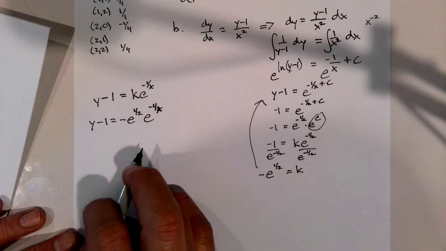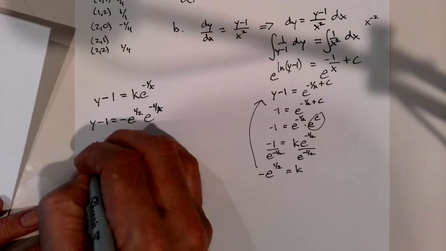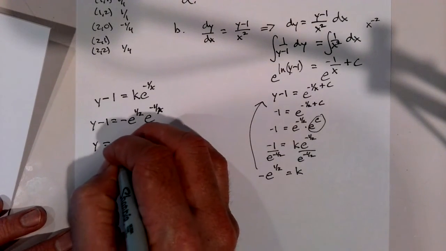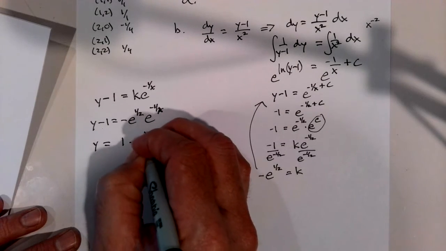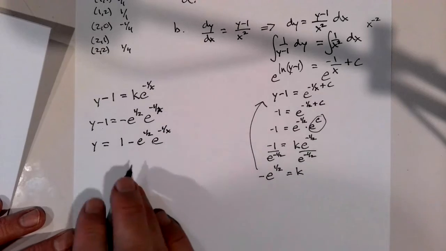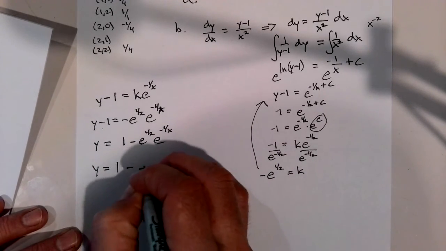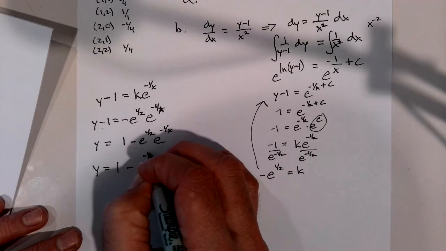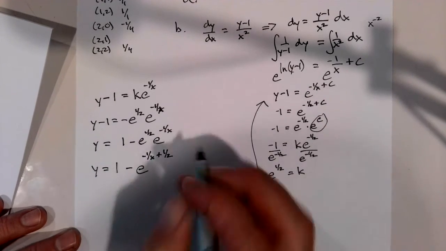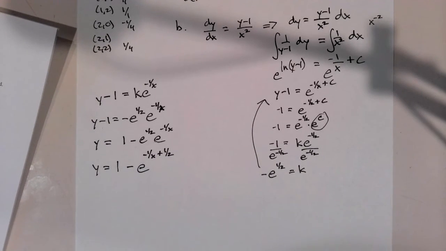If you'd like to combine those, you can, or you can leave the e just like that. I add the 1, and I get y is equal to 1 minus e to the 1/2 times e to the negative 1 over x. Again, they would allow you to write it like y is equal to 1 minus e to the negative 1 over x plus a half. That would be acceptable as well. Either way, they'll be fine with that.